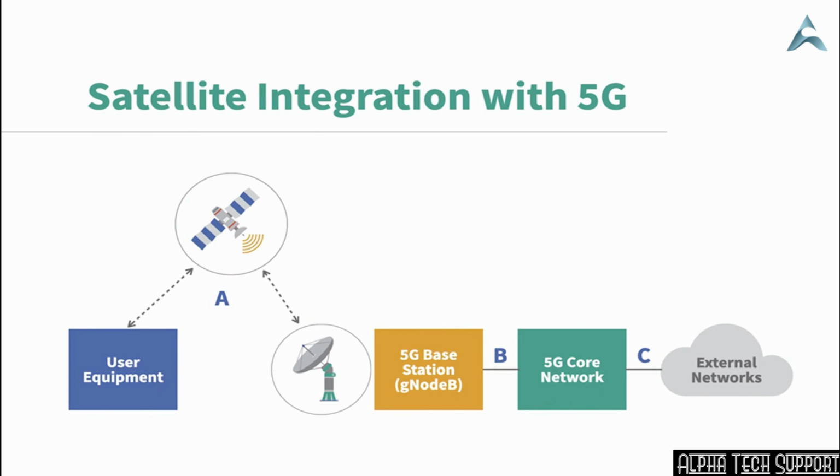The third option is to consider satellite communications as part of the 5G network. Satellite networks will be part of the distribution of 5G traffic. In this case, the satellite network will provide link A and the 5G base station is skipped. As an element of the 5G network, the satellite link needs to meet some requirements.